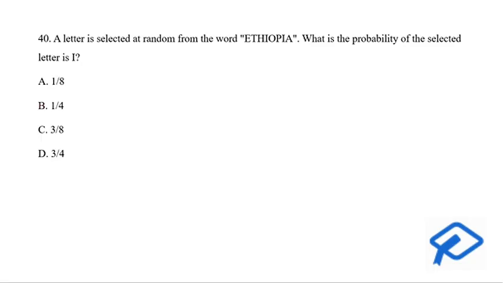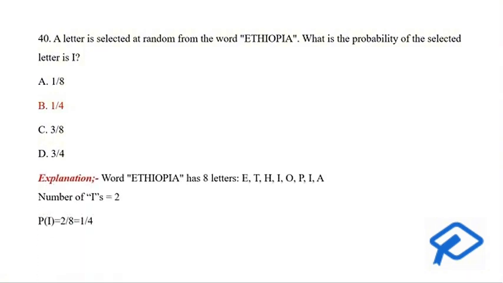The answer will be 1 over 4. The word Ethiopia has 8 letters, E-T-H-I-O-P-I-A, and the number of I's is equal to 2. Hence, the probability of I is equal to 2 over 8, which is equal to 1 over 4.